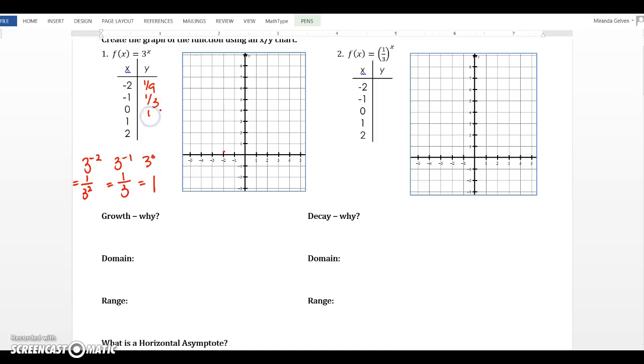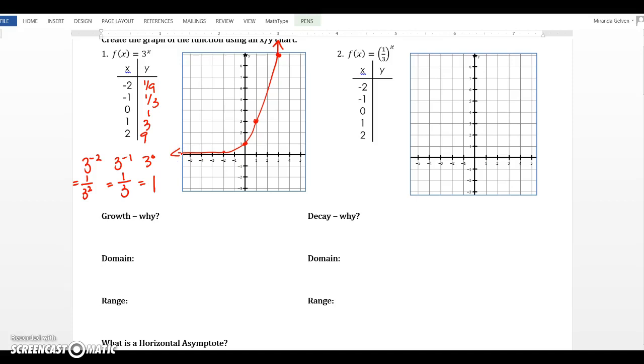And then the rest of these are mental math. 3 to the first is 3. 3 squared is 9. So let's go ahead and graph those points. I have 0, 1, 1, 3, 3, 9. And then over here on the left with -1, 1/3, -2, 1/9, hard to graph there. And we will connect those dots. Looks like this.